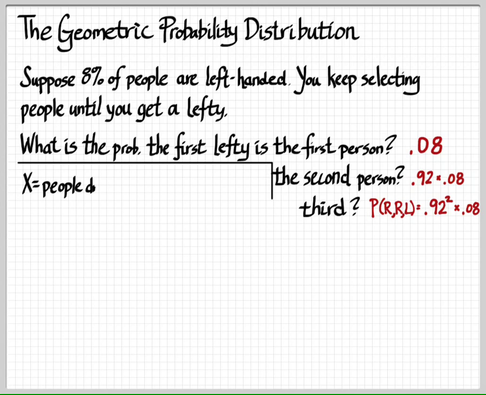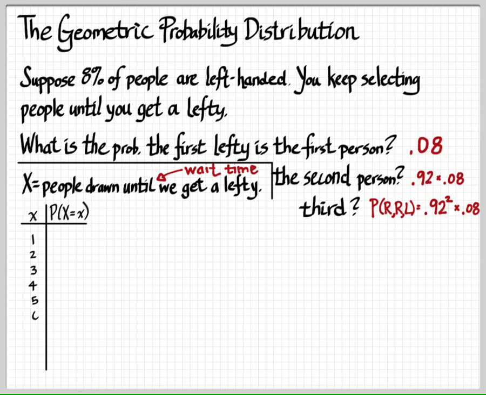So let me define this random variable that has a geometric probability distribution. Let x be the number of people drawn until we get a lefty. And notice that we're talking here about wait time, and that's the sign that you'll probably be using a geometric probability distribution. If you're looking at a wait time question, how long until we get something, as opposed to binomial, which was how many successes. We were measuring something entirely different. We were counting successes. Here we're just waiting for a success. We want to know how long.